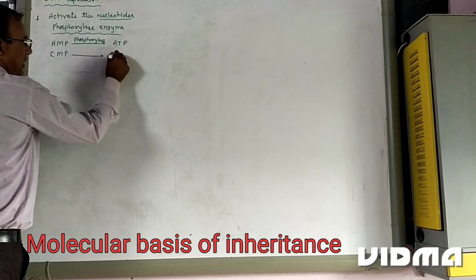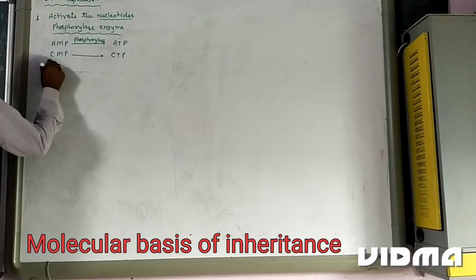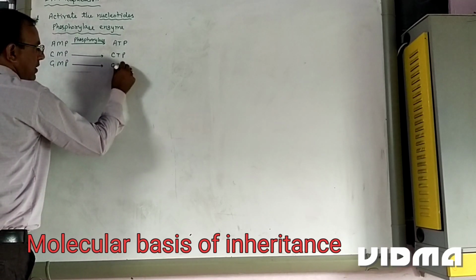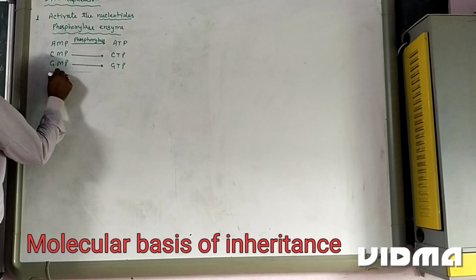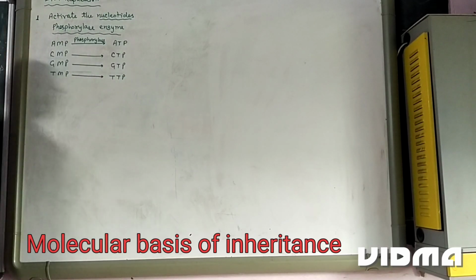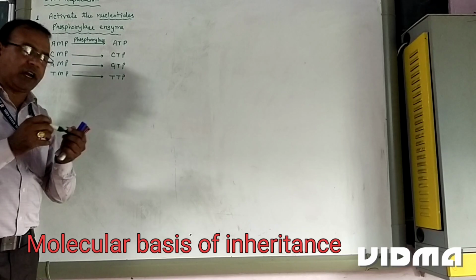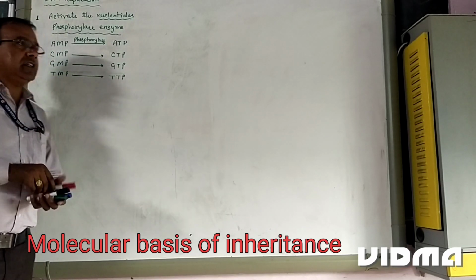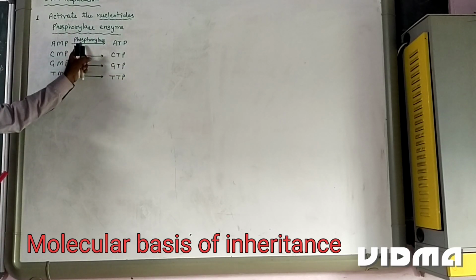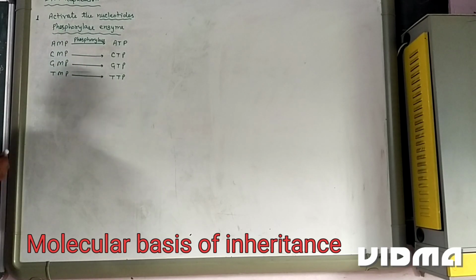Same as CMP, cytosine monophosphate, it also changes into CTP. GMP, guanosine monophosphate, also changes into GTP. And thymine monophosphate also changes into TTP. This is the first step completed during the replication process. The nucleotides which remain inactive are required to be activated with the help of the phosphorylase enzyme.